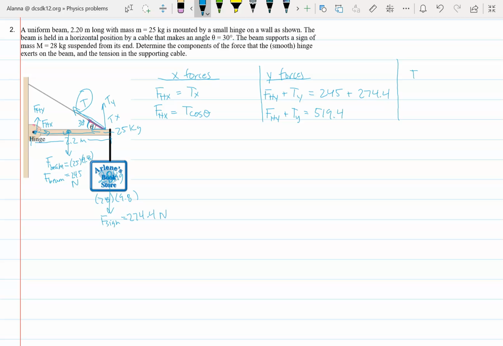Then I want to consider my torque. So my hinge is my axis of rotation. So again, similar to the bridge problem, I don't have to worry about the torque from the force from the hinge because that's at a distance of 0 from the axis of rotation. So I only have to worry about the forces from the beam itself, the force from the sign, and the force from the tension. Also remember that if there's an angle involved, the torque is equal to FD sine theta.